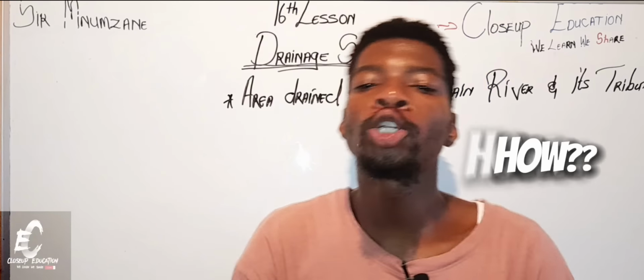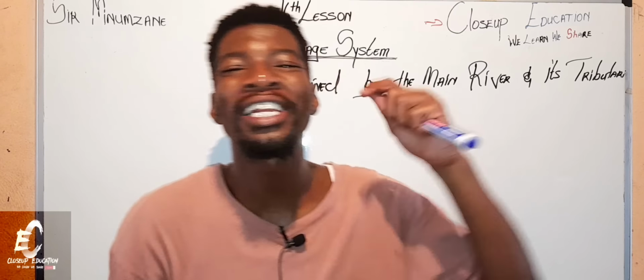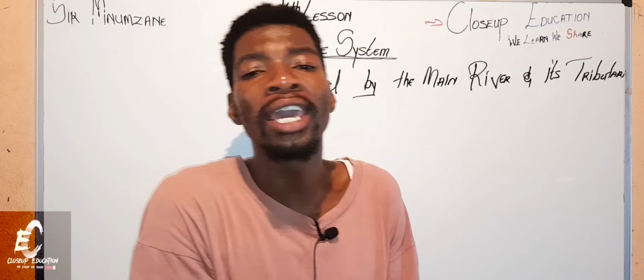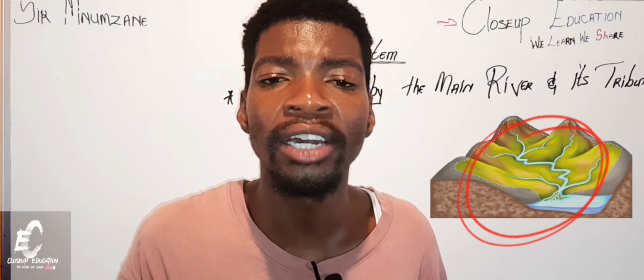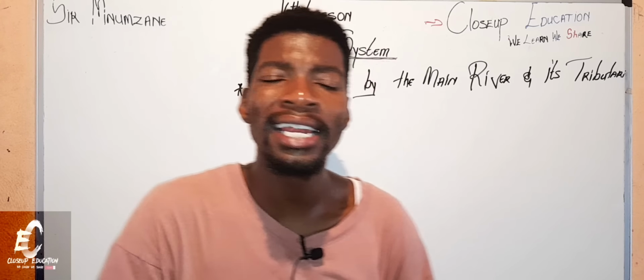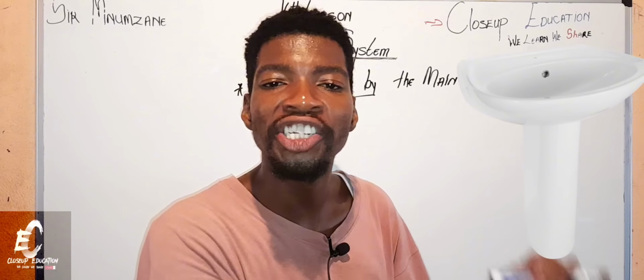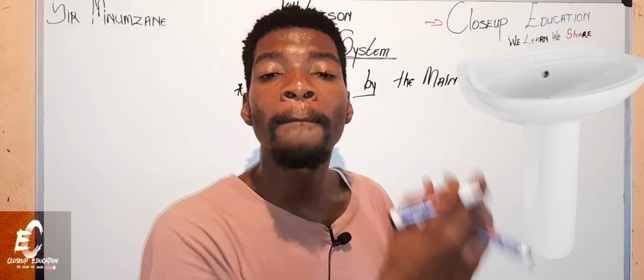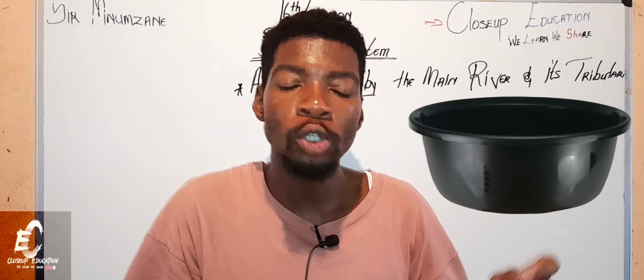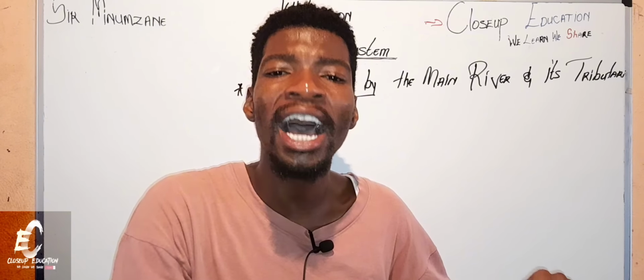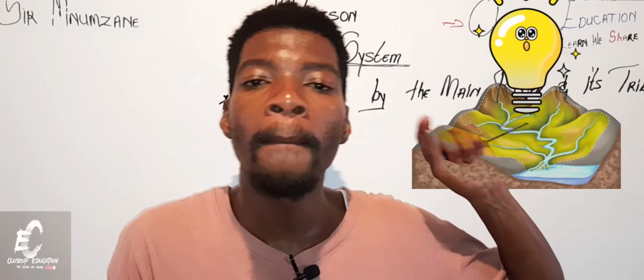Alright, how do you actually recognize the structure of a drainage basin? When you are looking at the picture, how do you see that this is a drainage basin? A drainage basin is like a toilet basin shape, or we could say a bowl-like shape. So when you see a bowl-like shape area, you must think of a drainage basin.